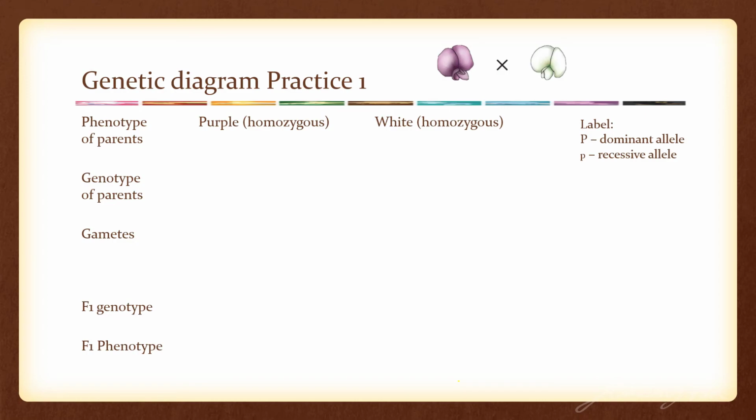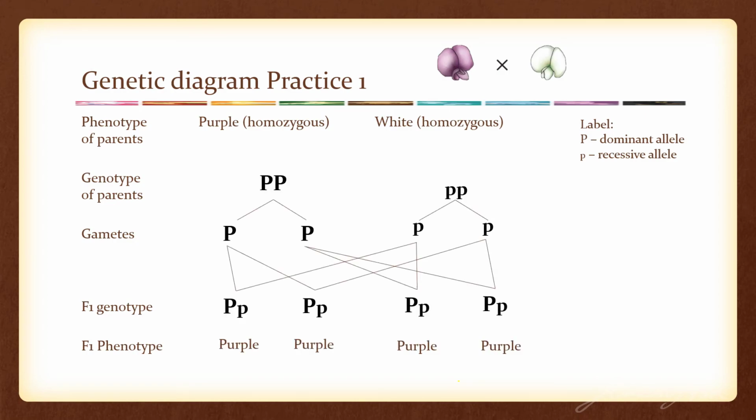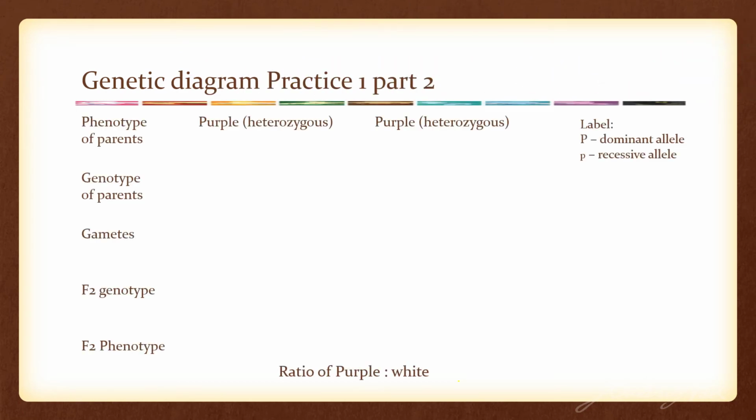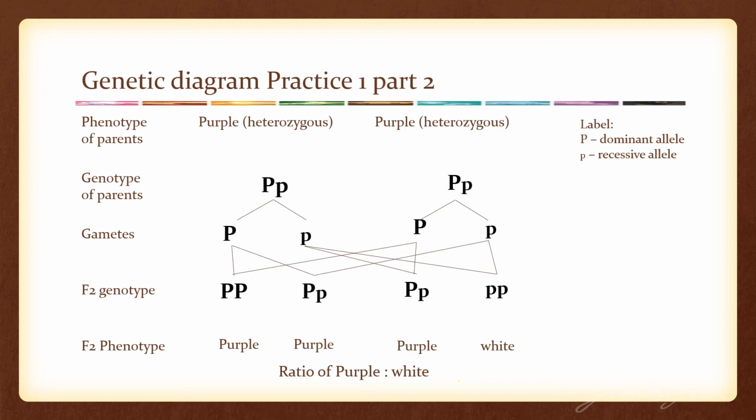And if you are done, here is the answer. All the offspring will be purple. Surprise! Now, let's do the genetic diagram for the F2 generation. The phenotype of the parents is heterozygous purple. Then fill in the blanks, as well as write the ratio of purple to white flower. Pause the video and try it out yourself. And you should get this: 3/4 of the offspring will produce purple flower, while 1/4 will produce white flower. So the ratio will be 3:1.